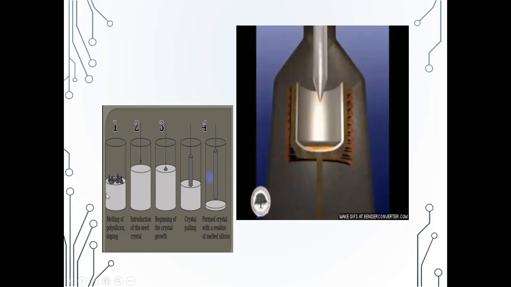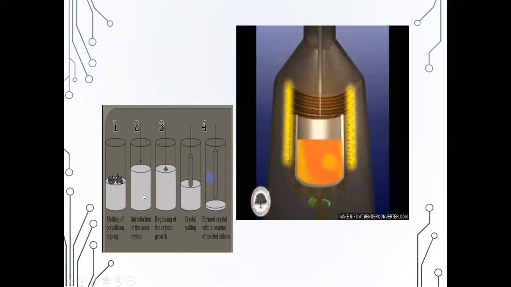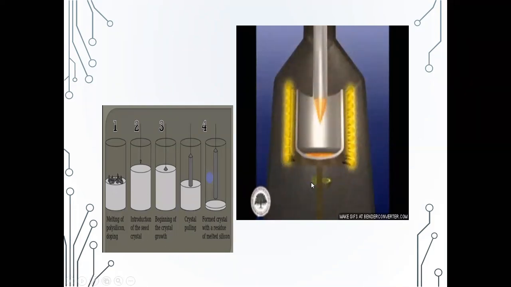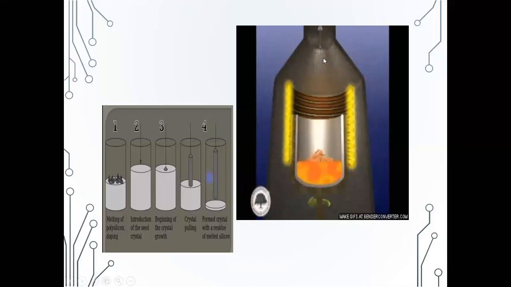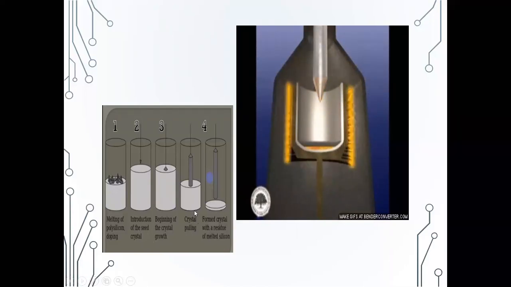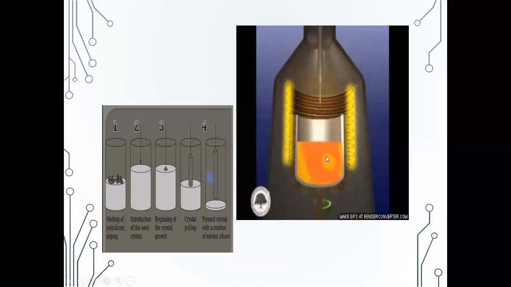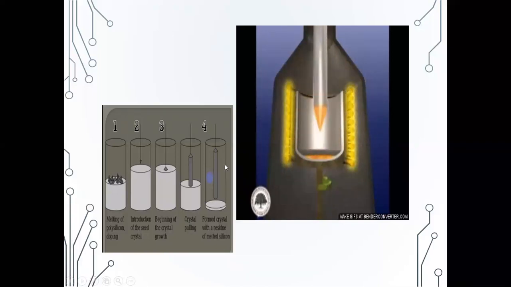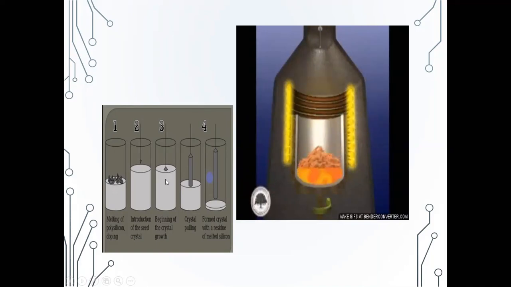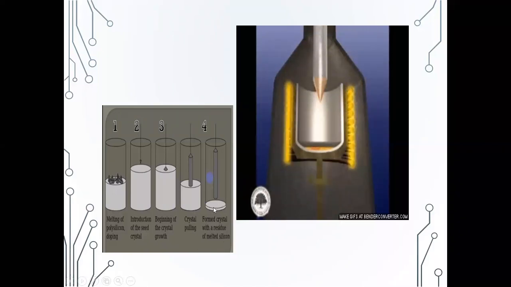Then once the melting process and the doping process are done, we have the introduction of the seed crystal. In the animation that you are seeing, that's the tip that goes down. That's the introduction of the seed crystal. That is where the rest of the crystals from the melted polysilicon will grow. So that's your seed. Then you have the crystal pulling. This one, that's the crystal pulling already. So you have the beginning of the crystal formation and growth when the seed is lowered down on the melted pool of silicon. Then we have the formed crystal with residue of melted silicon.